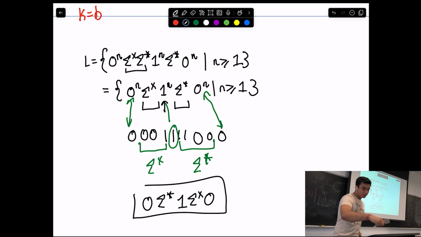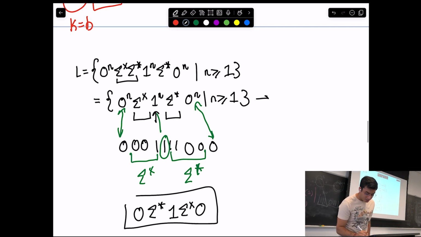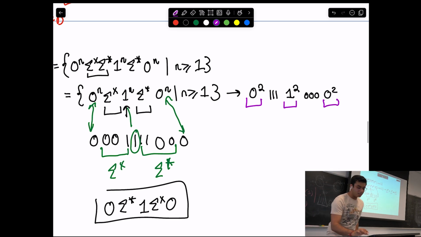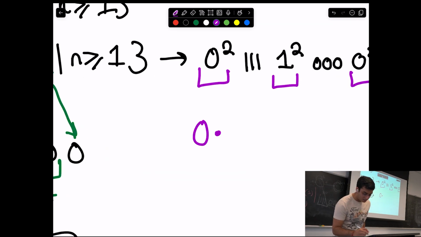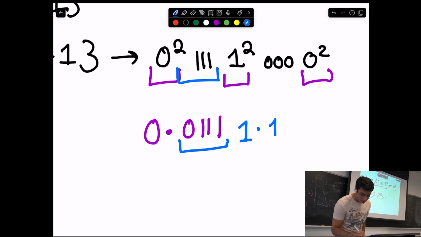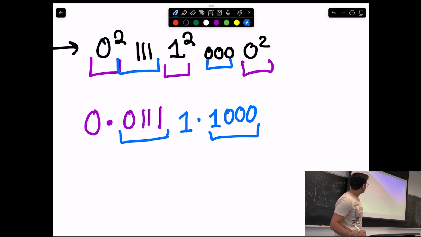So let's take a different example, okay? Let's say we take the string 0 squared, we'll put some 1, 1, 1 here. We'll put 1 squared. We'll put 0, 0, 0. And we'll put 0 squared, right? So your question is how does this generalize, right? Now we have n equals 2. Well, actually, the string is just 0, 0, 1, 1, 1, which is this part, right? 1, 1, 0, 0, 0, which is this part, which is this part.